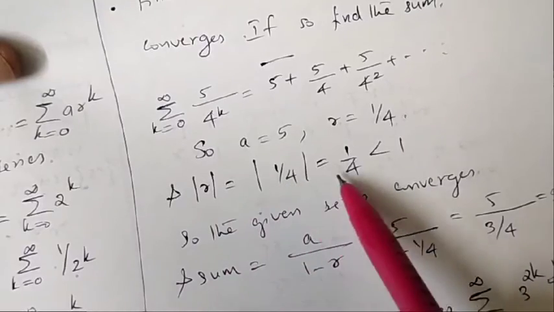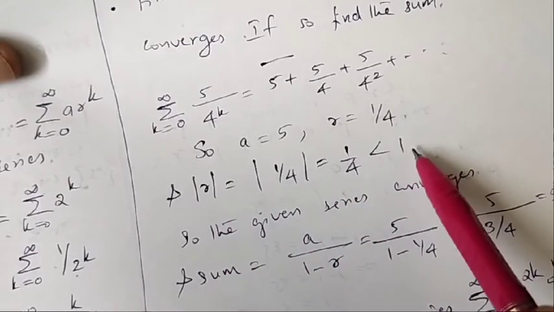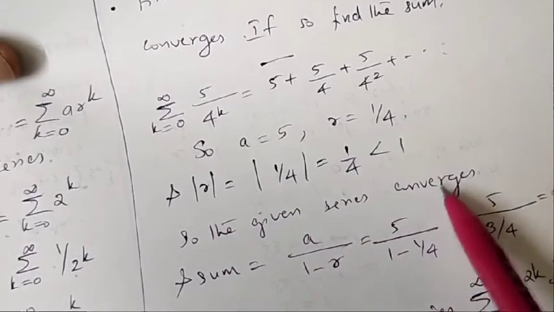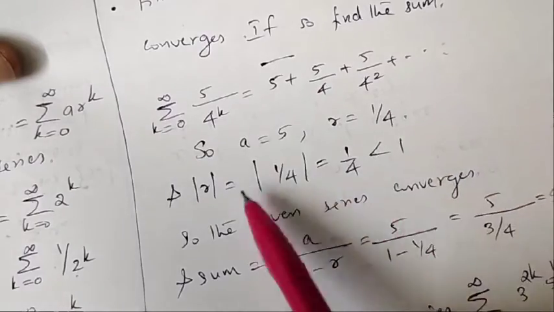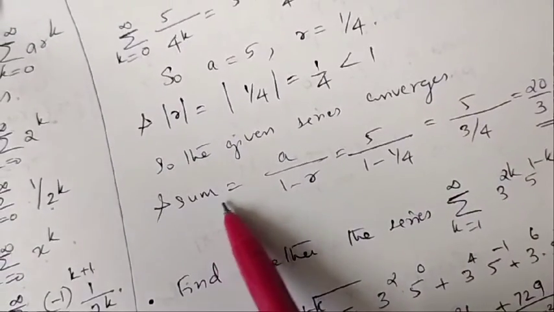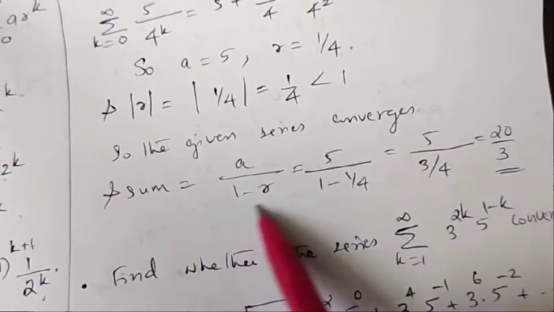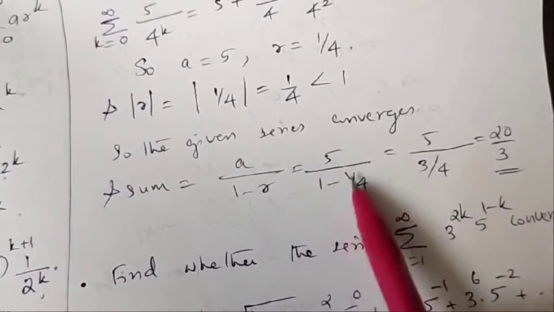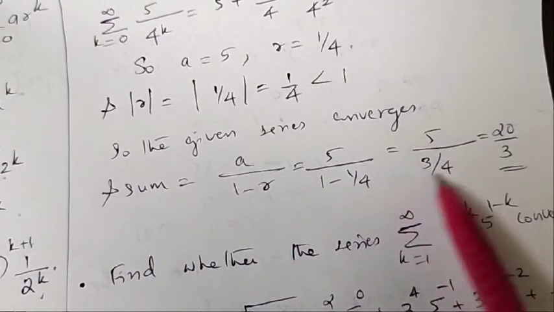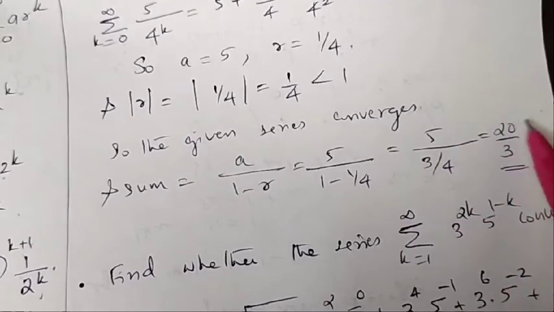And if r is 1 by 4, modulus of 1 by 4 is 1 by 4 itself. It is less than 1. So the given series converges, since modulus r is less than 1. And if it converges, we can find the sum also. What is the sum? It is a by 1 minus r, or 5 by 1 minus 1 by 4, 5 by 3 by 4, or 4 goes to the numerator, so 20 by 3.